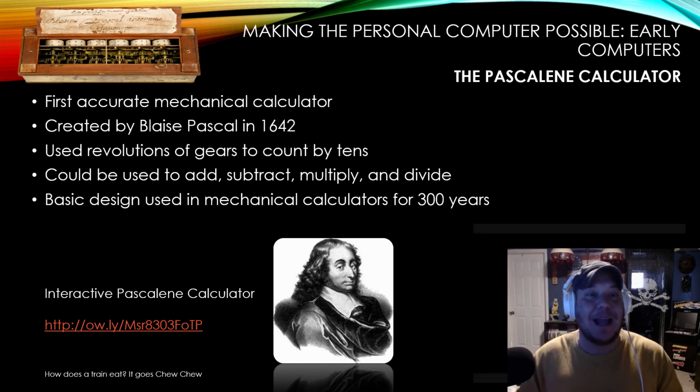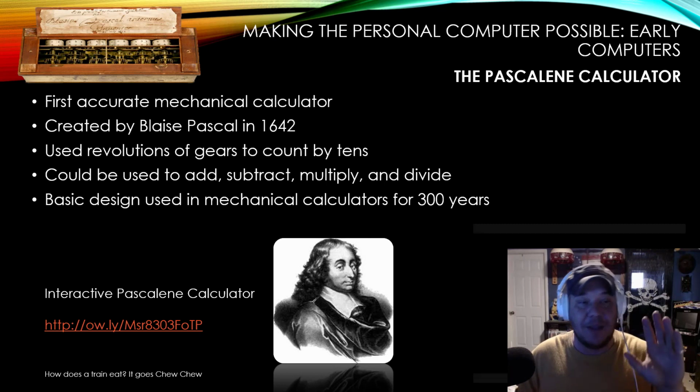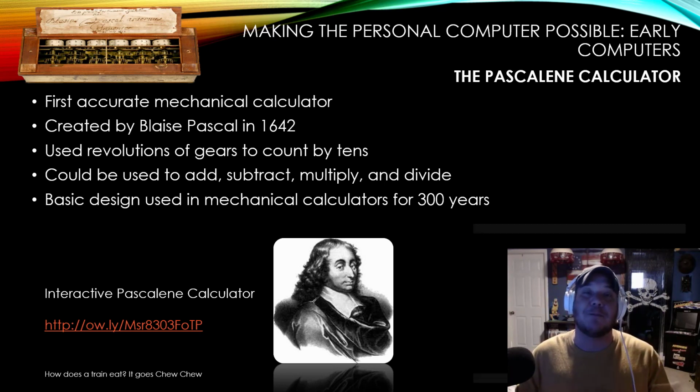So the Pascaline calculator was revolutionary. And you can absolutely check out more. You can actually go online and do an interactive Pascaline calculator if you'd like to play with one. There are some in the Smithsonian Museum. If you want to see one in person, it is fantastic.